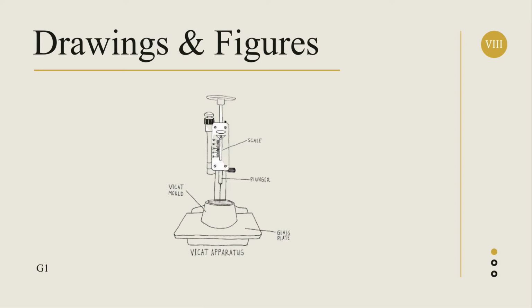Drawings and figures. You can see a scale. Scale is used to determine the initial and final contact. In other words, to determine the setting time of hydraulic cement. Below that is the plunger. This is where you attach the needle. Next is the Vicat mold, and this is where you put the cement. Lastly, the glass plate. It helps to flatten the bottom of the mold.